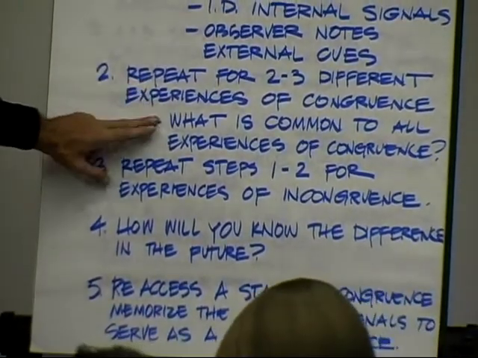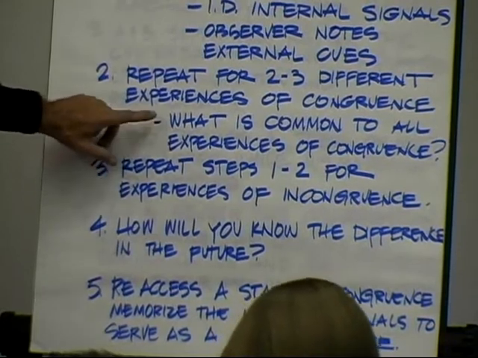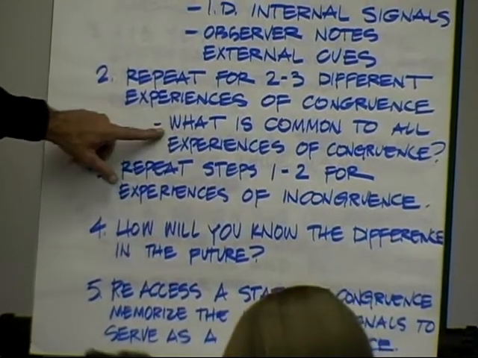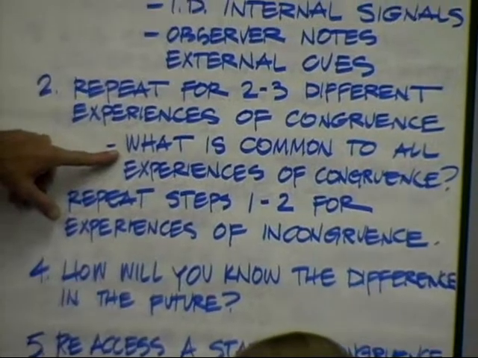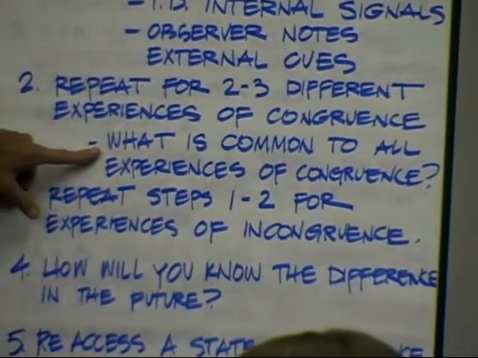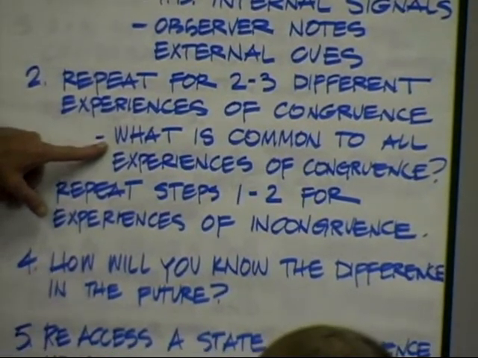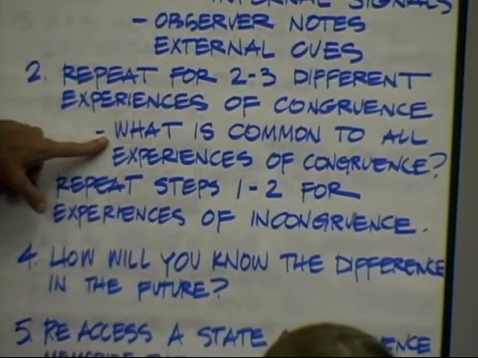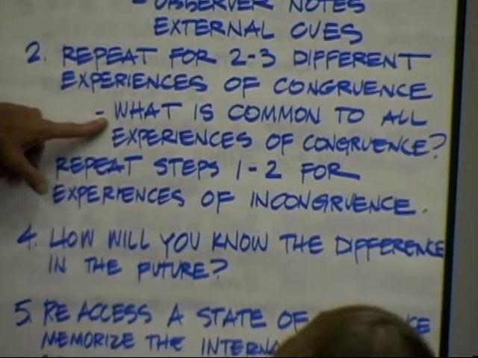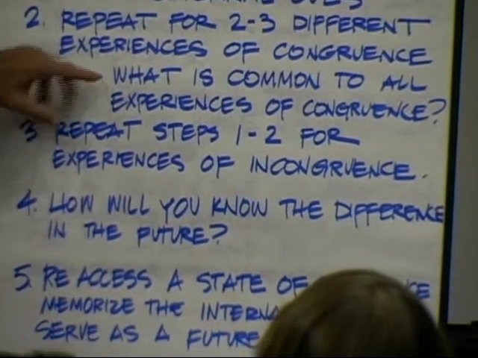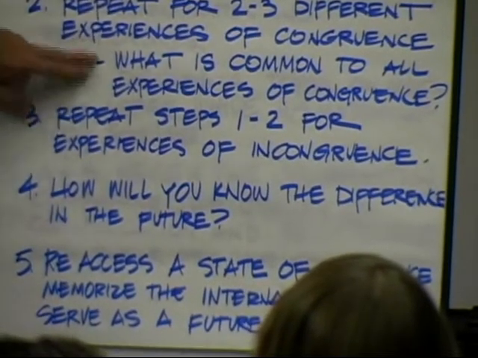And what you're looking for here, or what you're having your partner look for, is what is the same, what is common to all the experiences of congruence. Because some of them could be state-specific, like when they were on the beach versus when they were walking through the forest. But there are going to be common threads, right? So you want to ask them what's common to all experiences of congruence.